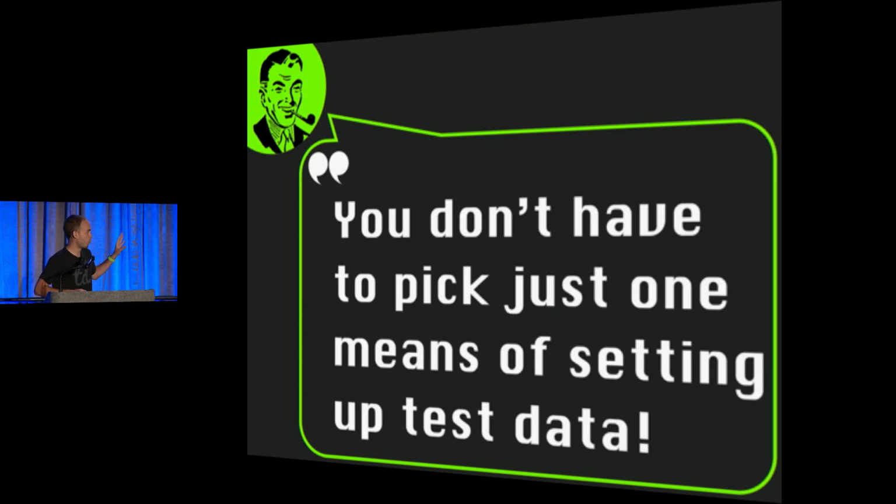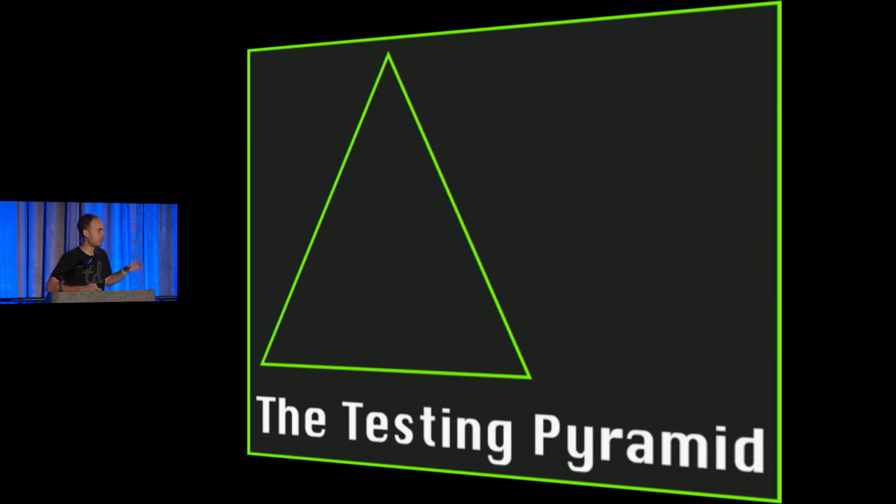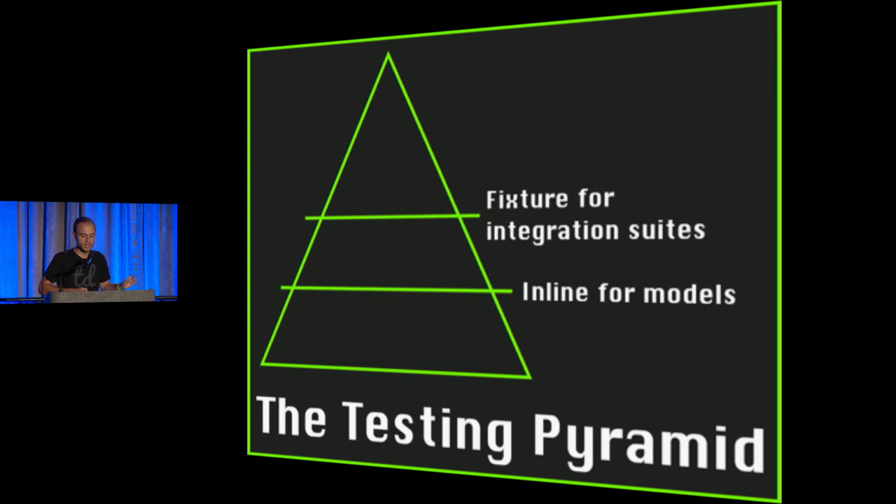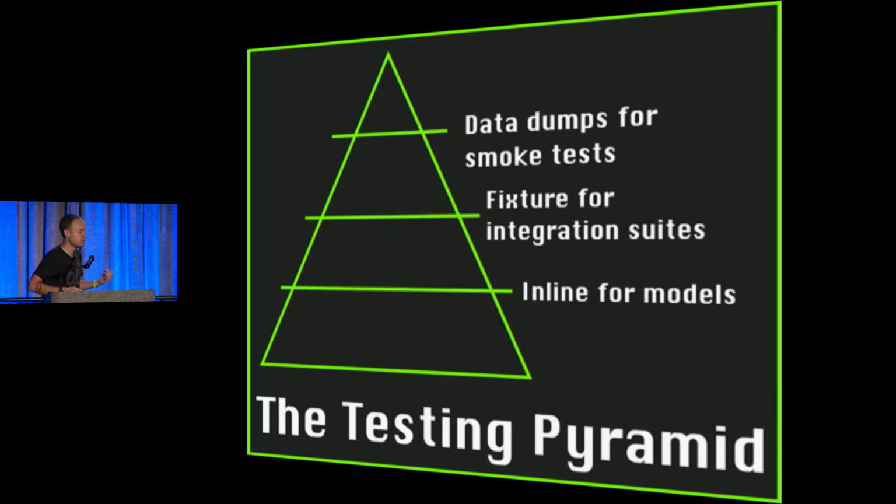And you don't have to pick just one strategy or one means of setting up test data. If we look back at the testing pyramid, maybe inline test data is great for just individual models because you've got a lot of control. But for integration tests like controller tests, fixtures are great because then you can just get a user really quickly. You don't have to creatively have a whole bunch of different tests all creating their own user. I like to use data dumps for smoke tests that are making sure everything's plugged together, so that not every single test has this 2 or 3 minute data setup tax.